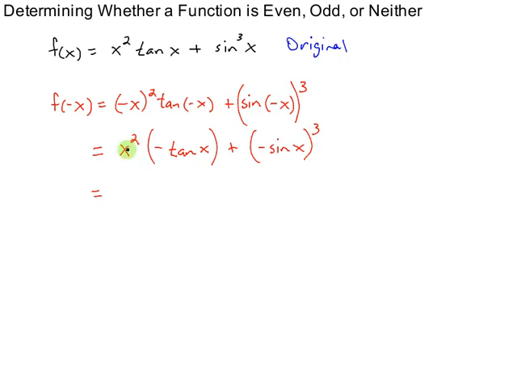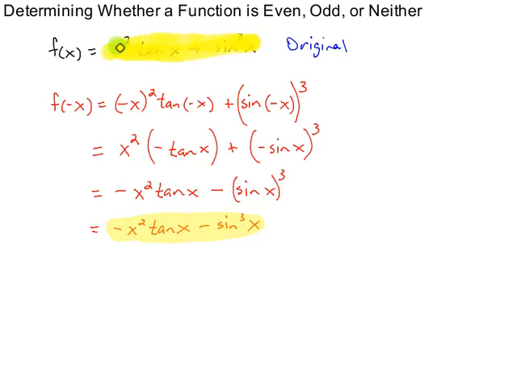A positive times a negative here is a negative, so we have negative x squared tan of x. When we cube a negative, it's still negative, so this plus out here is going to become a minus, and we have sine of x cubed. Alright, and now we're going to go back to the shortcut notation for this since there's no negatives involved. Sine of x cubed is the same thing as sine cubed of x. And now if we compare this to the original function, they are not equal, right? However, this is the opposite of the original function.